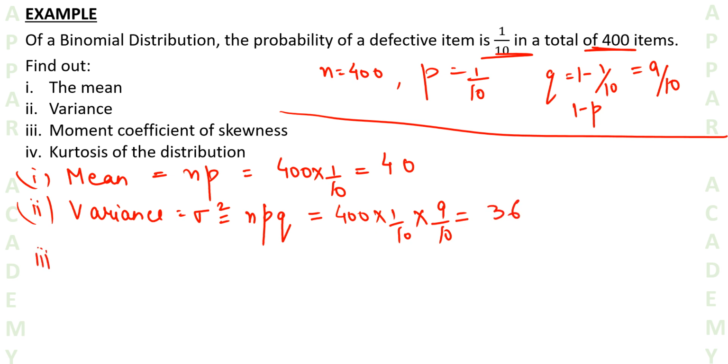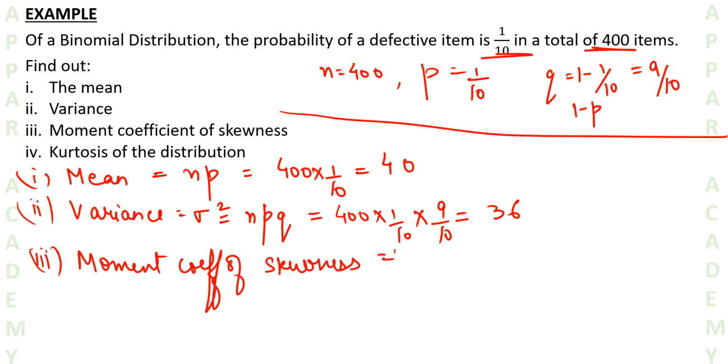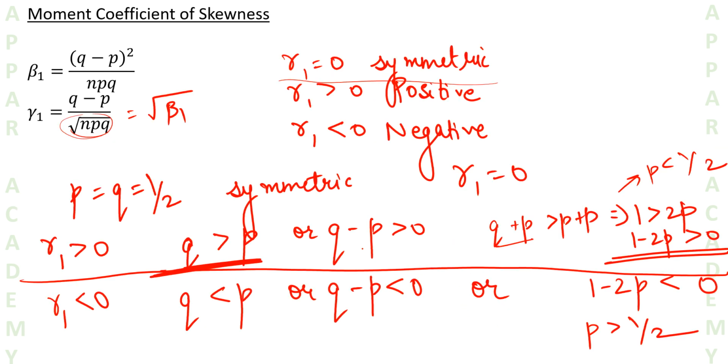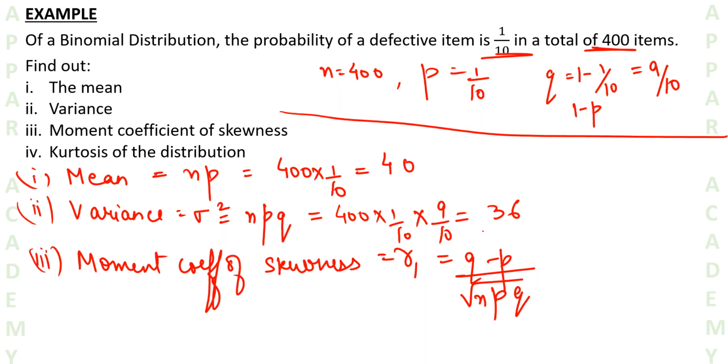So now third question, which talks about the moment coefficient of skewness. Now we know that the moment coefficient of skewness is represented by basically our gamma 1. So gamma 1 is equal to q minus p upon square root of npq. See, I have got this formula from here. Q minus p upon square root of npq.